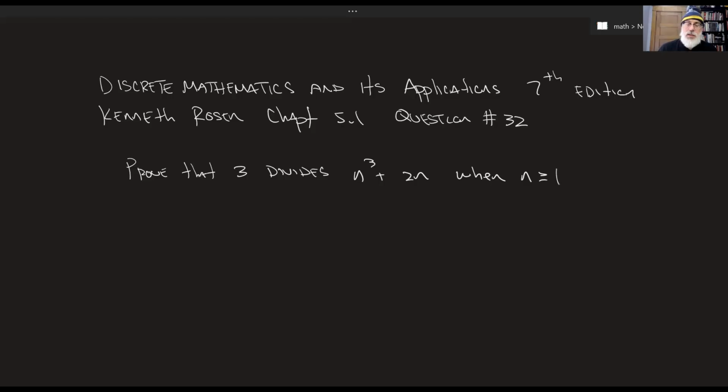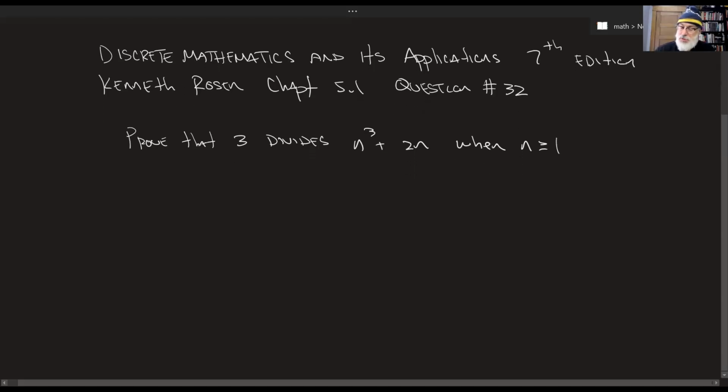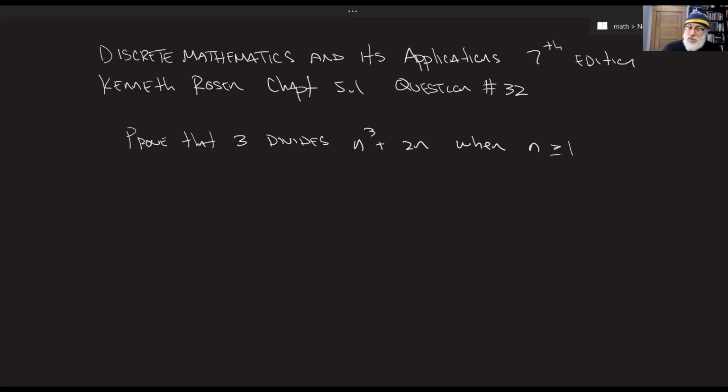We are doing a discrete mathematics and its applications problem. My book is the 7th edition, by Kenneth Rosen. In the 7th edition, this is chapter 5.1, question 32. This is a division problem. I love division problems. It says prove that 3 divides n cubed plus 2n when n is greater than or equal to 1. So n's are integers here. They're not real numbers. So the first thing we maybe look at is what does it mean to be divisible?